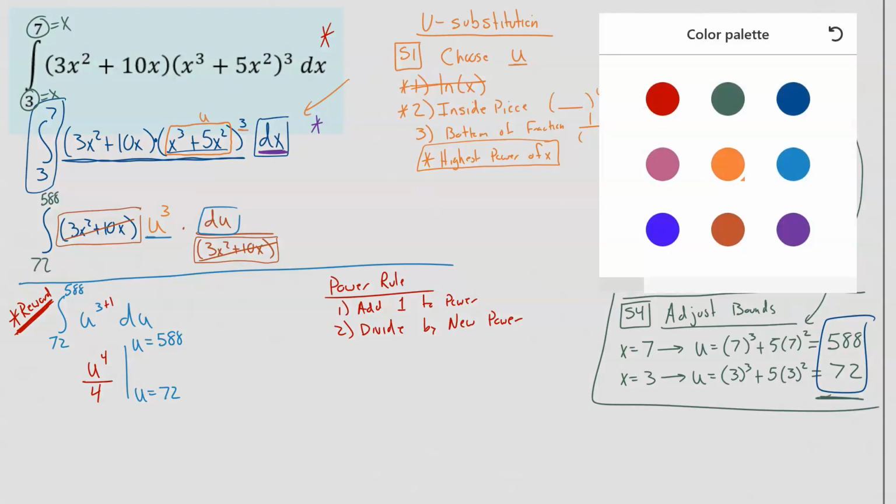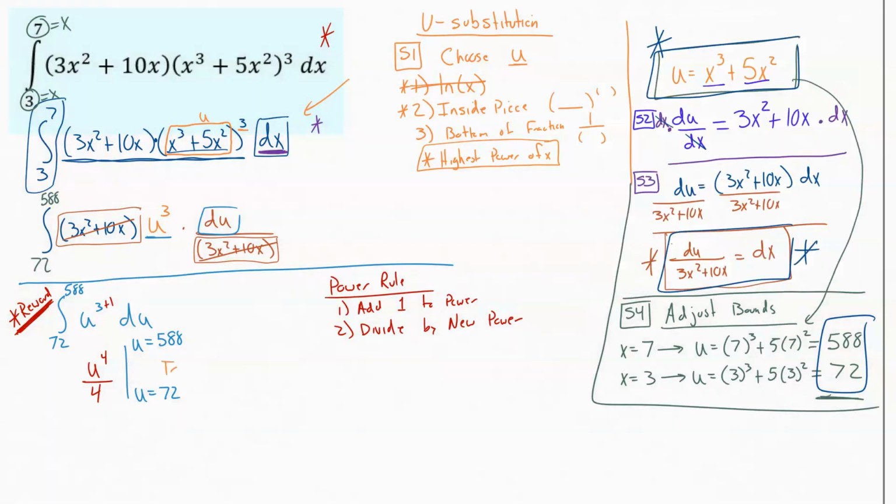And now to finish this off, you apply what I just call the top minus bottom process. You're going to take the top value, plug it into this equation, and then subtract off of that the bottom value plugged in. So we're going to get 588 to the fourth over 4. That is our top value plugged in minus our bottom value plugged in. So 72 to the fourth over 4. And then, of course, you're just going to end up shoving that into a calculator.